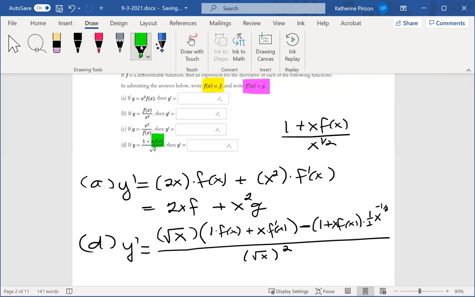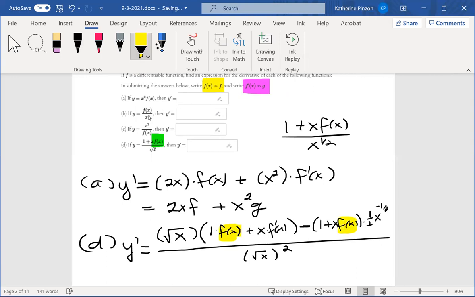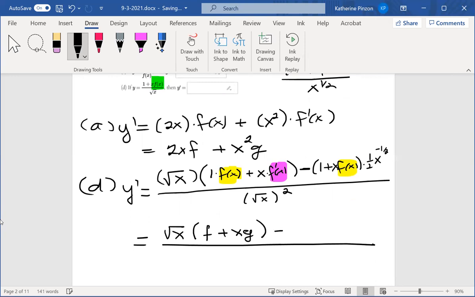Okay, remember these two pieces up here. Anytime I see an f of x, I'm going to write it as f. And anytime I see an f prime of x, I'm going to write it as g. So if I was going to enter this guy, I would say square root of x times f plus xg, minus 1 plus xf times this thing, 1/2 x to the negative 1/2, divided by square root of x squared, which is x.